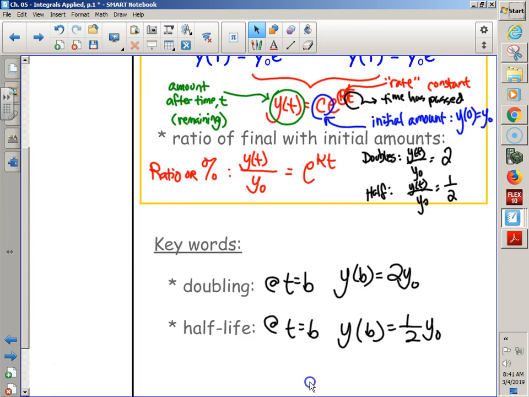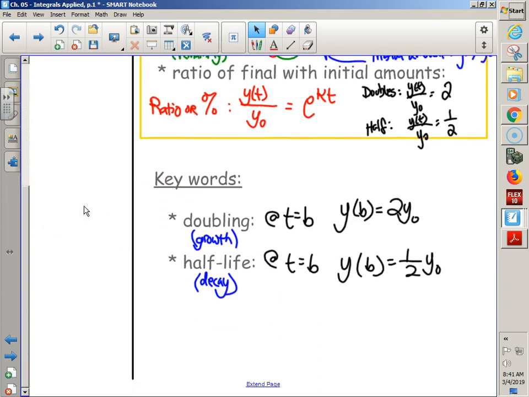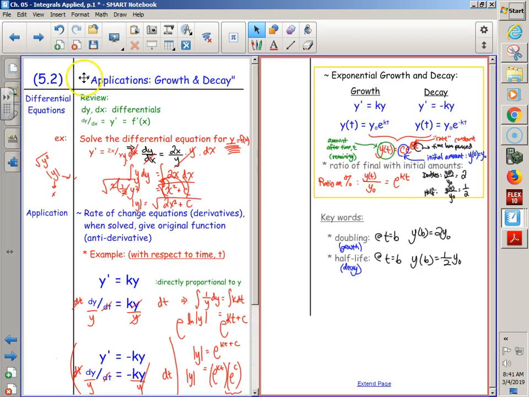Doubling will always be growth because it's growing. Half-life will always be decay because the old amount has become half of what it was. Radioactive elements, we talk about half-life. Carbon-14, we could talk about half-life. Just some examples of decay that is commonly measured in science. But all of that kind of brings us up to an example.